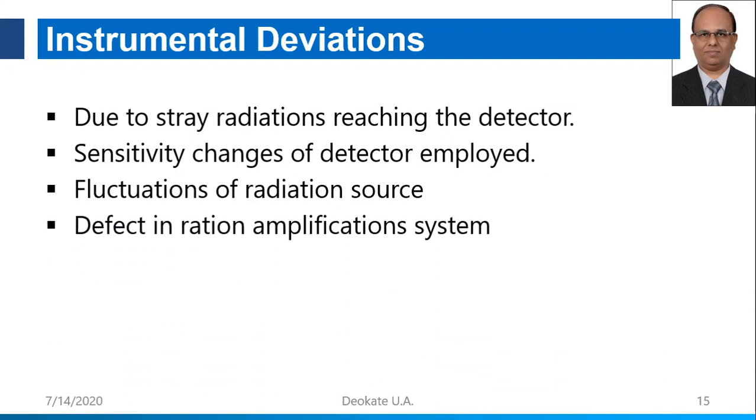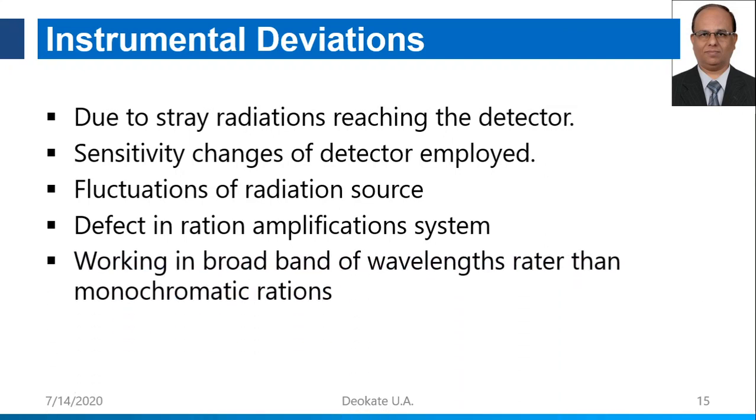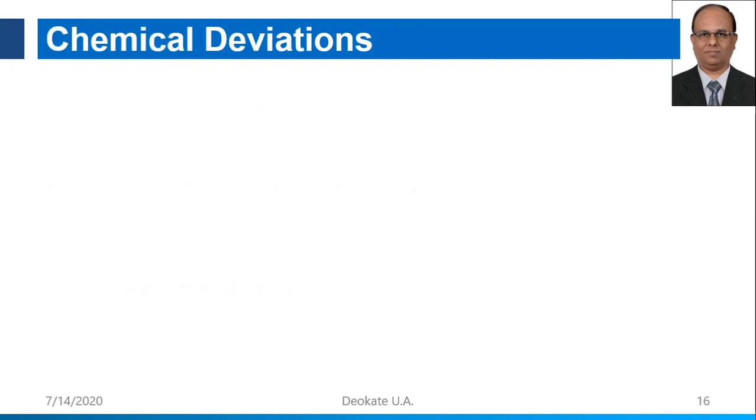Second is a defect in the radiation amplification system, that is, the hardware part of the instrument. Then working in a broad band of wavelength rather than monochromatic radiation. All the laws which we are studying, we are considering monochromatic radiation, radiation of a single wavelength or single band, that we are using for the purpose.